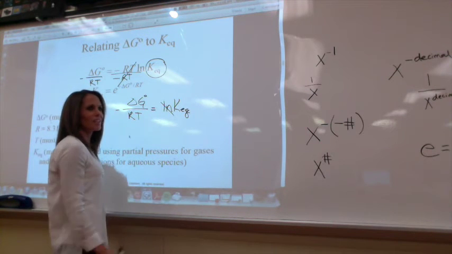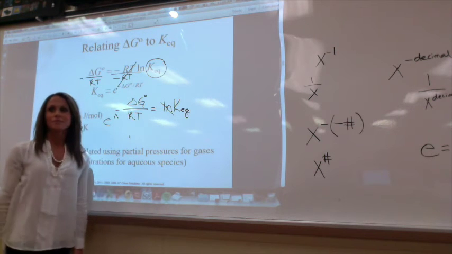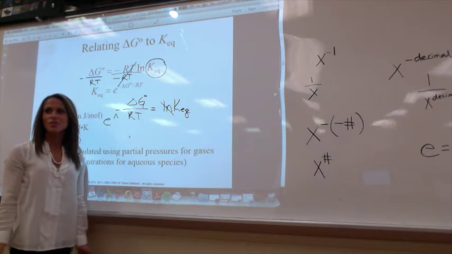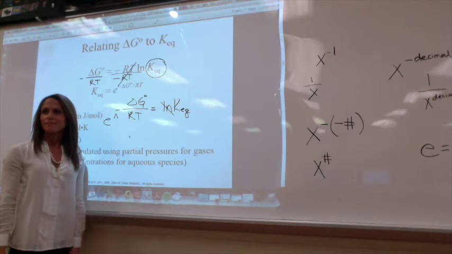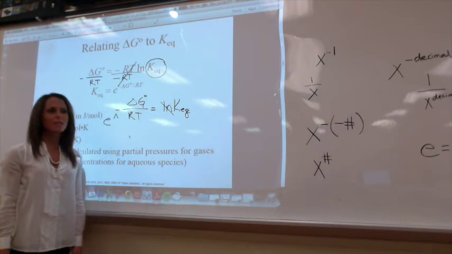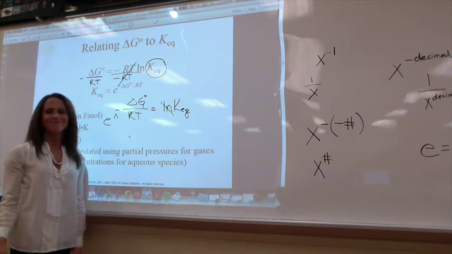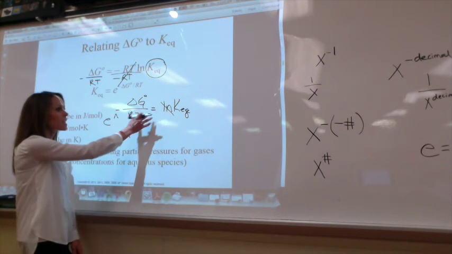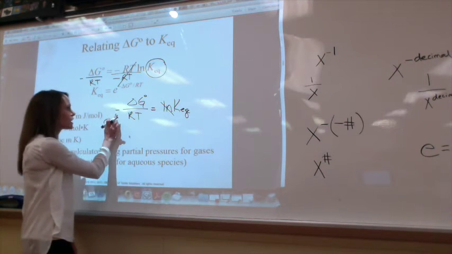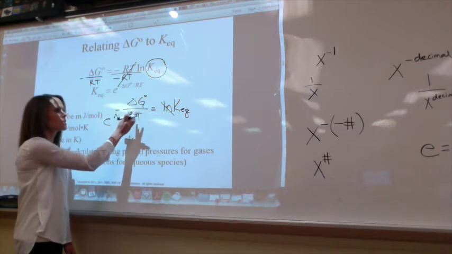You put e to that power. Just do it. E to that is the same thing as unswirling it. You take your expression and raise e to the negative delta G over RT.